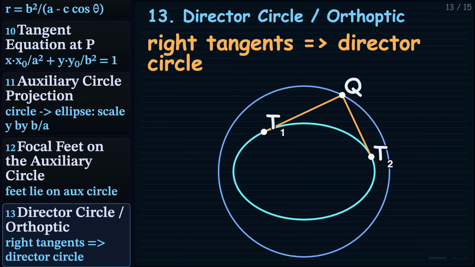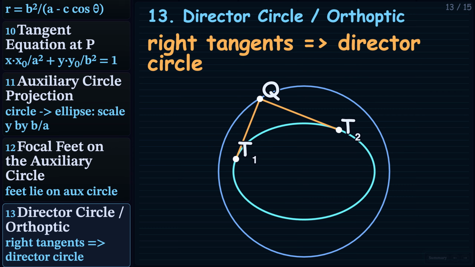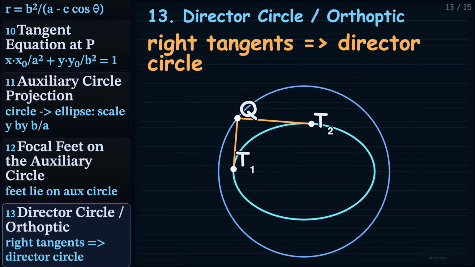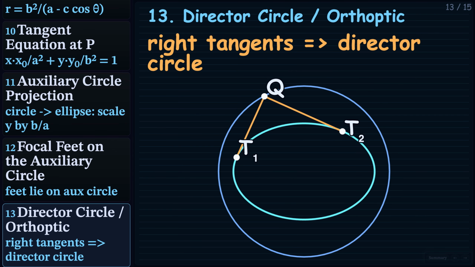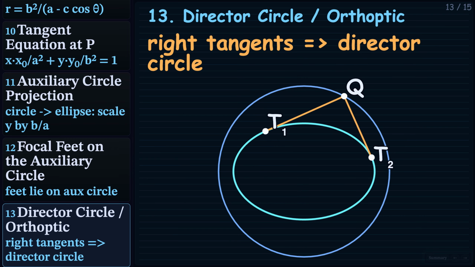Number 13 out of 15. Director circle. If two tangents from an outside point meet at a right angle, that point lies on x squared plus y squared equals a squared plus b squared. Proof hint. Perpendicular tangents force one clean quadratic relation in x and y.